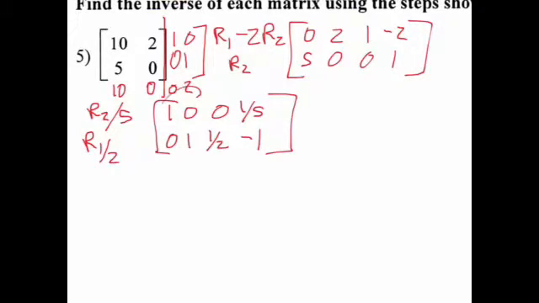And so now this here is the identity matrix, which makes this piece here the inverse. So the matrix I would want is 0, 1/5, 1/2, negative 1.